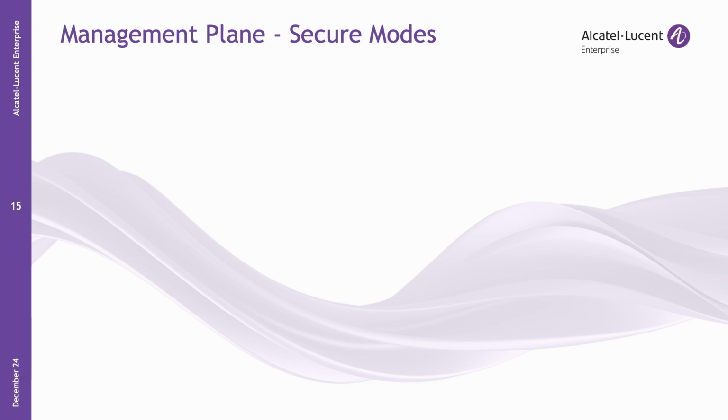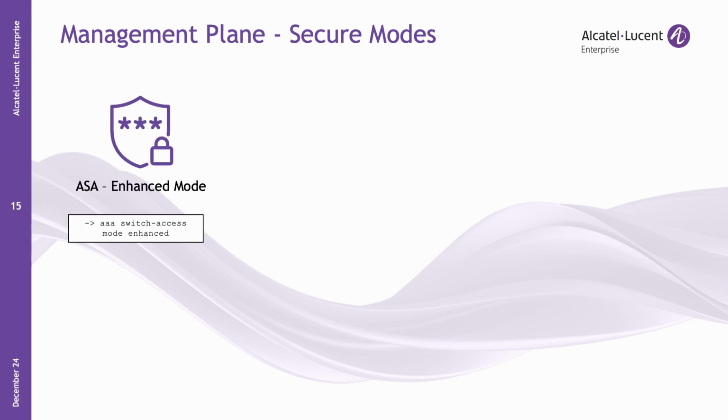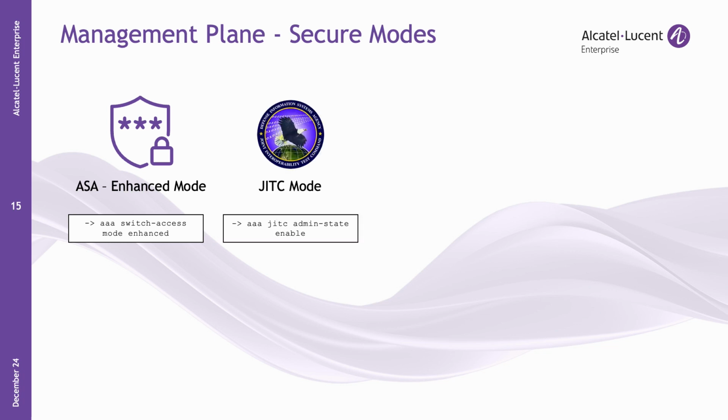So OmniSwitch supports multiple secure modes which can be enabled, which enforce certain additional security measures. These modes were created due to the requirements of certain organizations or verticals to be compliant. However, it's not required for all use cases. The first one is ASA, which is Authenticated Switch Access Enhanced Mode. It's recommended to set this mode, which provides enhanced security restrictions by default, such as complex password policies and enforced default password modification.